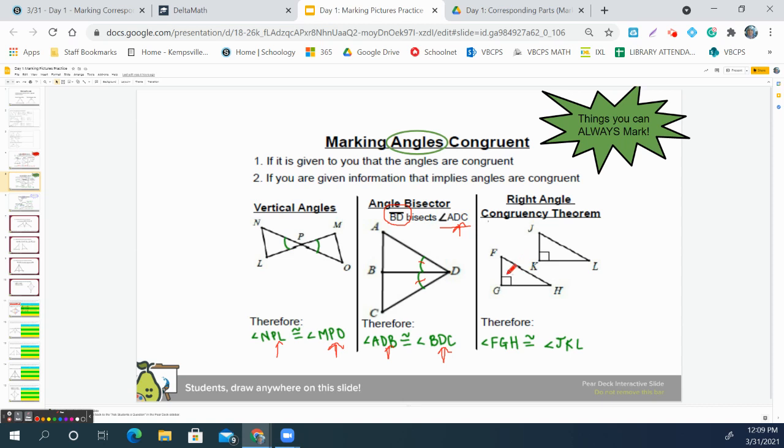Right angles always mark with a right angle box and always equal 90 degrees. That means as long as you have that right angle box, every single 90 degree angle is going to be the same, right? So just a review of the vocabulary.